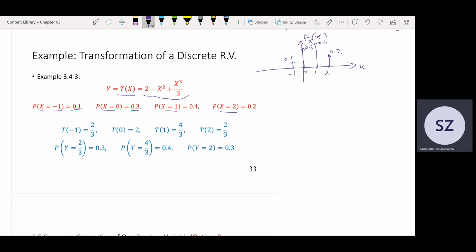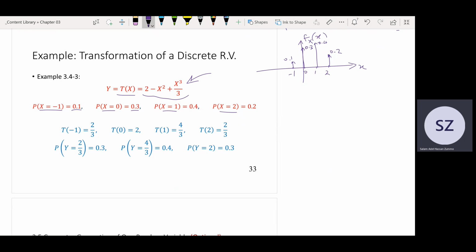Okay, so this is the PDF of X. So basically, X takes one of 4 different values. The most frequent value is 1. The least frequent value is -1. Now I enter X into this transformation, Y equals blah blah blah. In order to find the PDF of Y, I need to find the values that Y takes. How to find it? I just plug in the values of X.